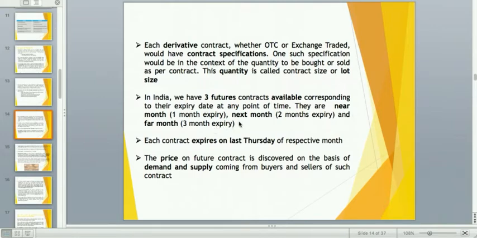And those 3 months are near month, next month, and far month. To explain what these are, for example, I enter into a derivative contract or any future contract for that matter on 10th September 2019. So the near month one would be that which expires in September itself. Next month one would expire in October. Far month would expire in November. That is what it means, and this I've already explained. Price on a future contract is discovered on the basis of demand and supply coming from buyers and sellers of such contract. You would already know how the dynamics of demand and supply work.